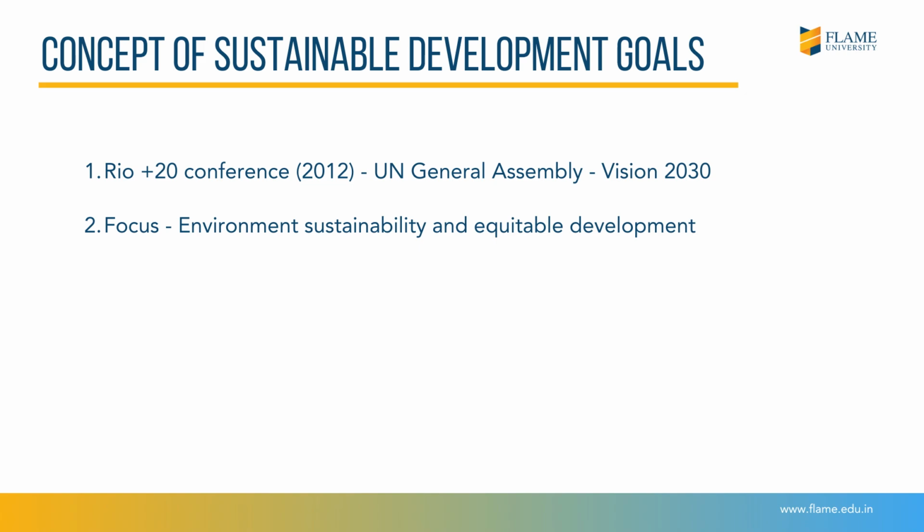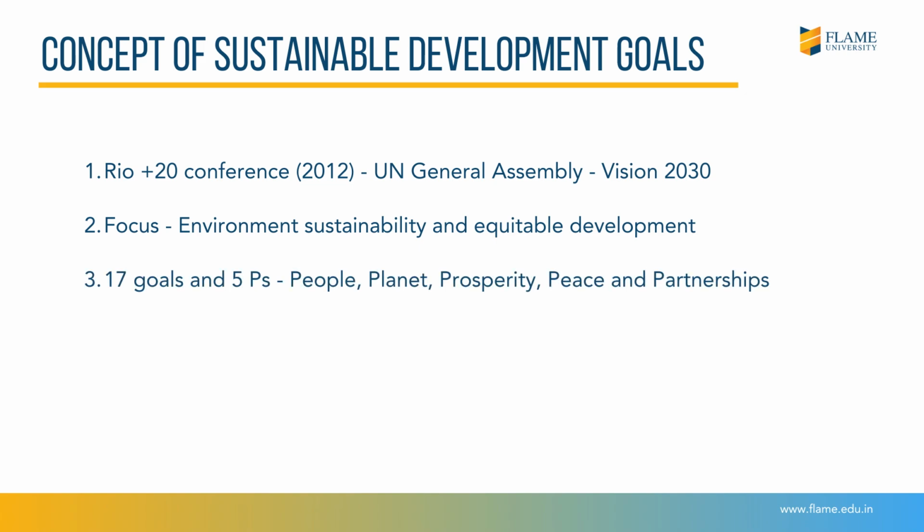The broader objectives of this agenda were to focus on protecting and restoring various ecosystems, promote equitable development of human beings, and devise mechanisms for bridging the gap between developed and developing countries. This resulted in 17 development goals and 5 P's. These P's are people, planet, prosperity, peace, and partnerships.